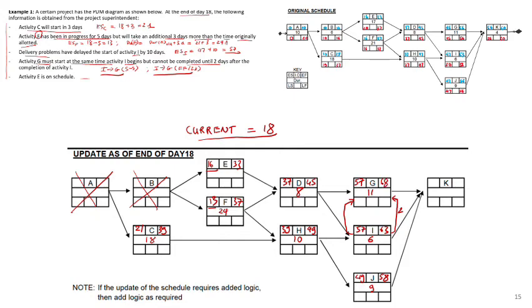All right, so K has 3 predecessors. You go from G, you got 68. You go from I, you got 63. You go from J, you got 58. So this has to be 68. And then duration of K is 4. So the new duration of the project is going to be 72. So this is the forward pass.